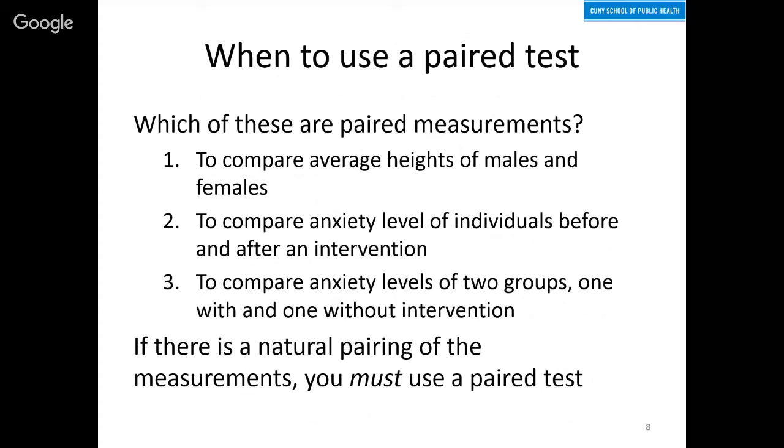So if there's no pairing, you can't use a paired test. You wouldn't even be able to. If there is a pairing, you could make the mistake of not using a paired test, but it would be an error.